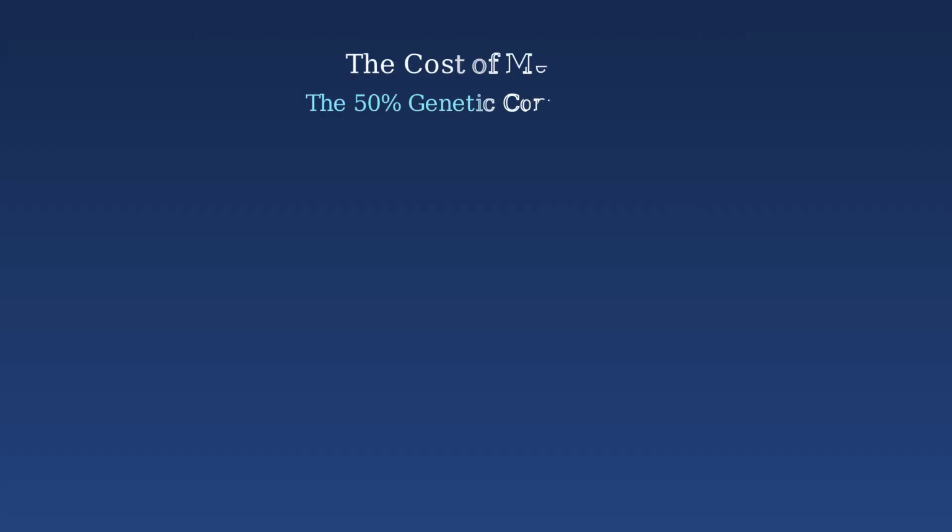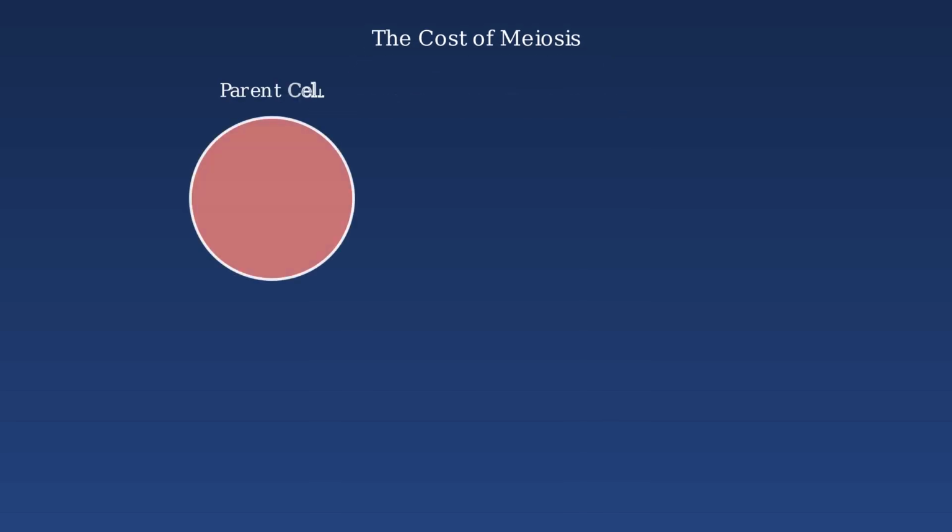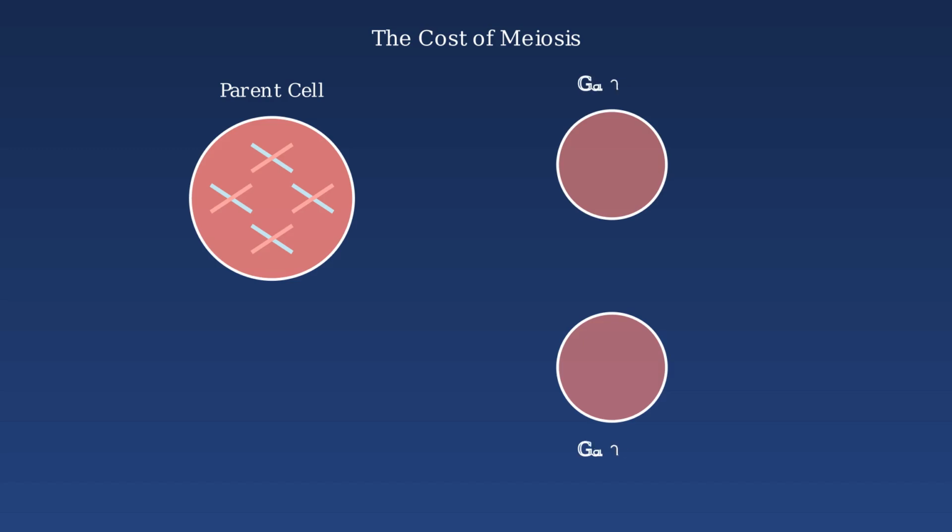In sexual reproduction, there's a significant genetic cost known as the cost of meiosis. A parent organism contains a full set of chromosomes with both maternal and paternal copies. During meiosis, the parent cell divides to form gametes, each containing only half the genetic material. Each gamete receives only 50% of the parent's genes, randomly selected from maternal and paternal chromosomes.